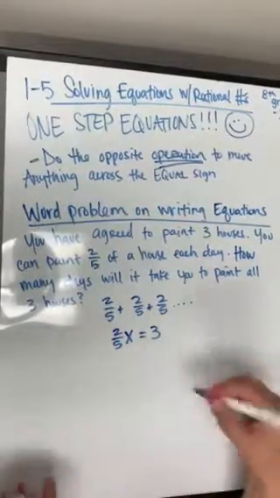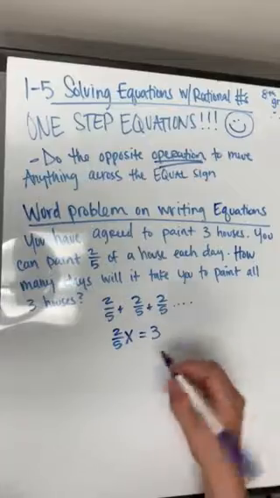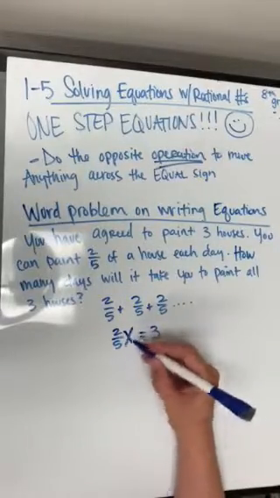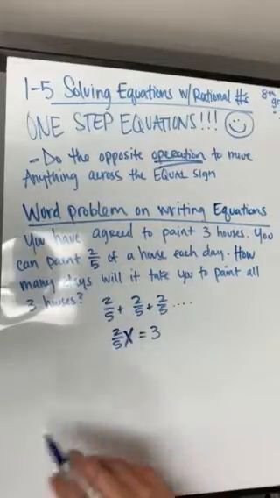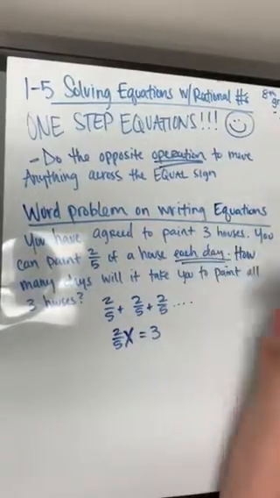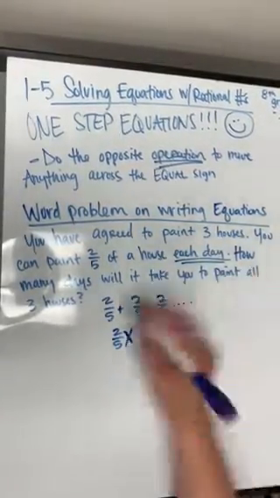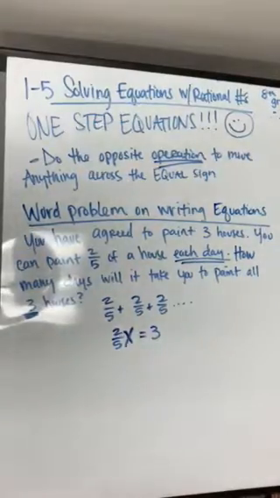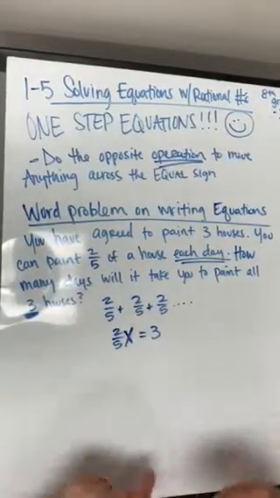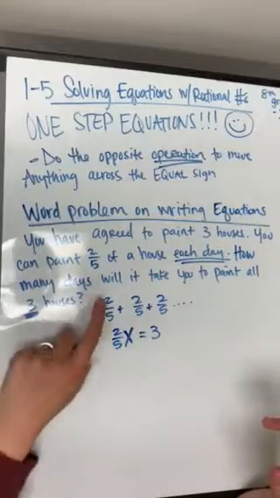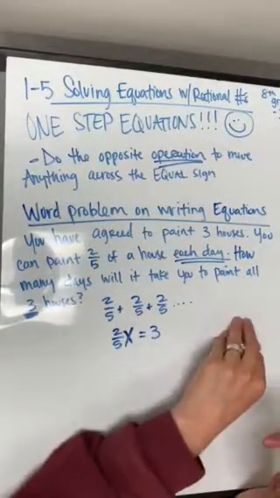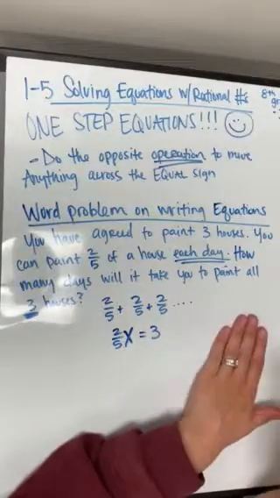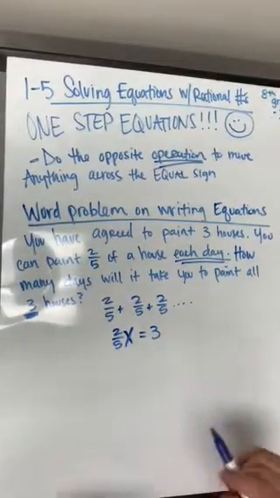Also, if something is happening over and over and over again, that's going to be with our variable. In this particular case, we're painting 2/5 of a house over and over again. It's happening each day, and we have to get all the way done with 3 houses. So you can think of it either way. And really, if you went the other route, it would be a little bit more difficult because at the end, it doesn't work out to be an even amount of days. Okay, let me show you.